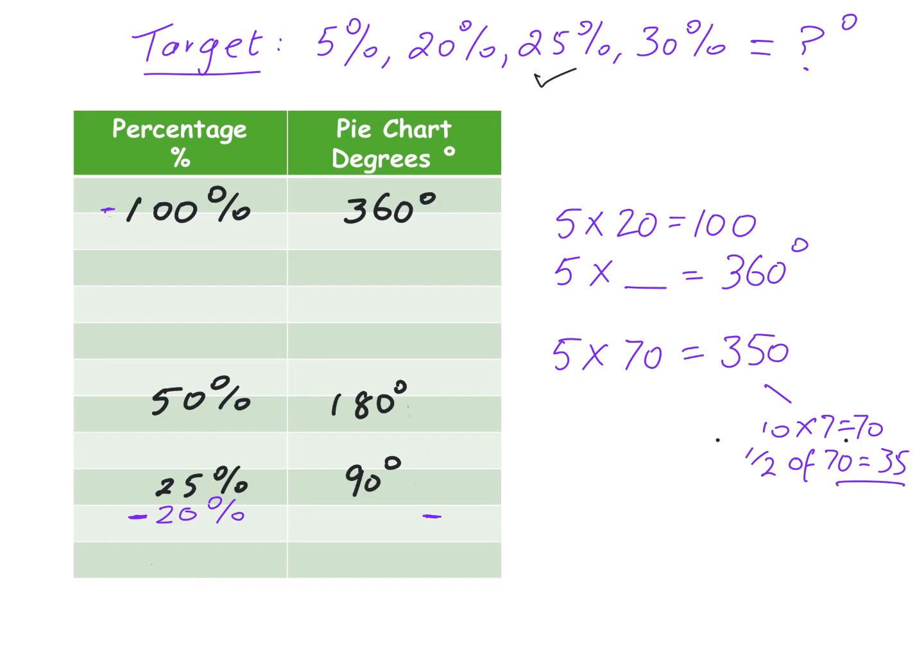So if we know that 5 times 70 equals 350, that's just 10 more that we need. So we just need another 5 lots of 2. 5 lots of 2 equals 10. There's our 360. So altogether, then that's 5 times 72 equals 360. So 20% of that would be equivalent to 72 degrees.